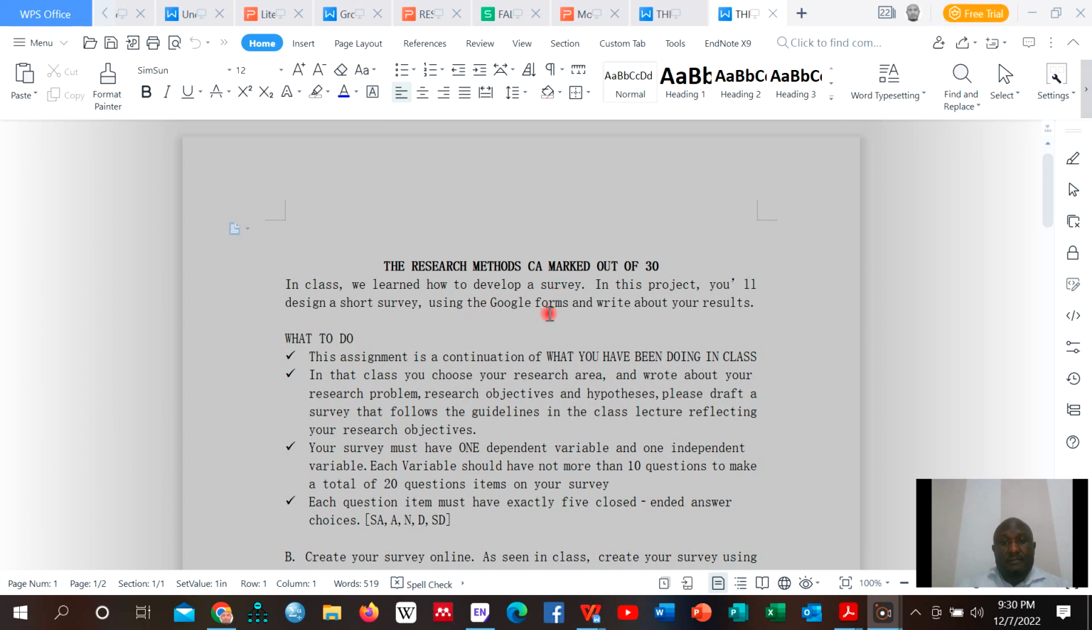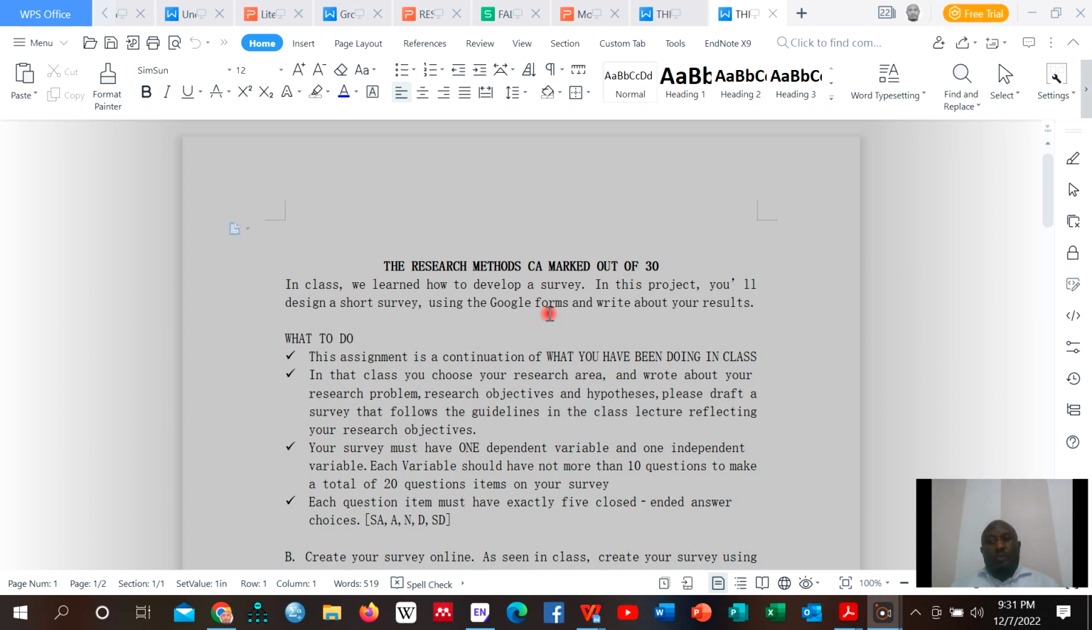So in this CA, I know that in all the groups, all of this week, I was talking about how to develop a survey, how to design a data collection tool, or a research instrument. And I was also talking about instrumentation, a process that a researcher goes through to design a research instrument. We understood that there are many research instruments, and the design and development of a research instrument entirely depends on your research questions and objectives, and the type of data you intend to collect.